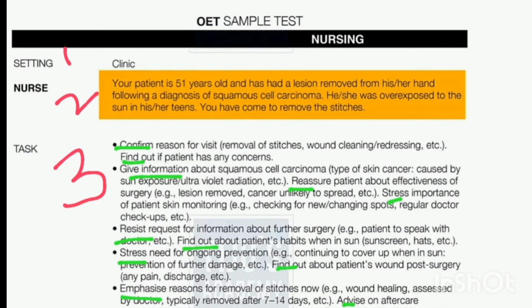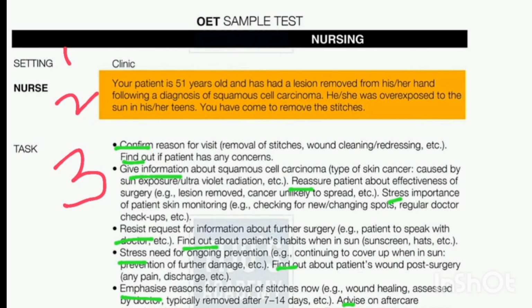Today I am going to discuss with you the role play whose setting is clinic, and this is a known case role play. Okay, so here the first three components are important in OET speaking. First is setting, that is clinic, then is nurse role, and the last thing is task.